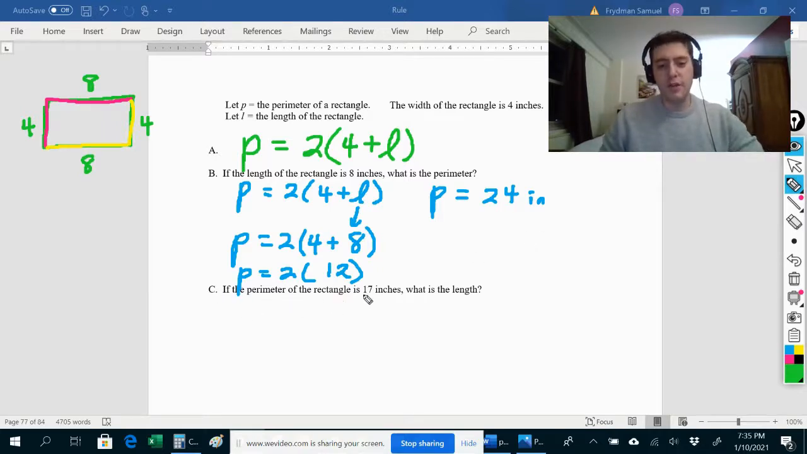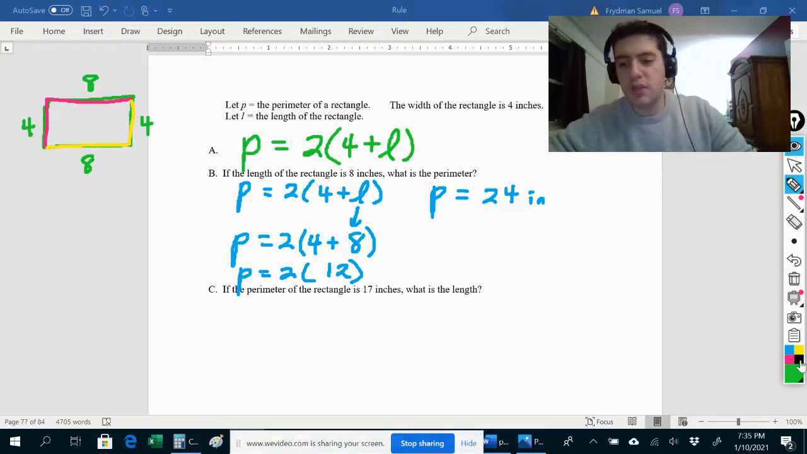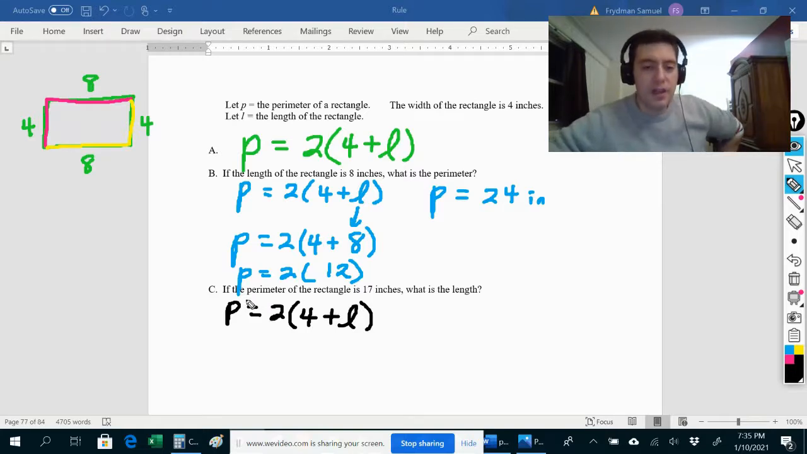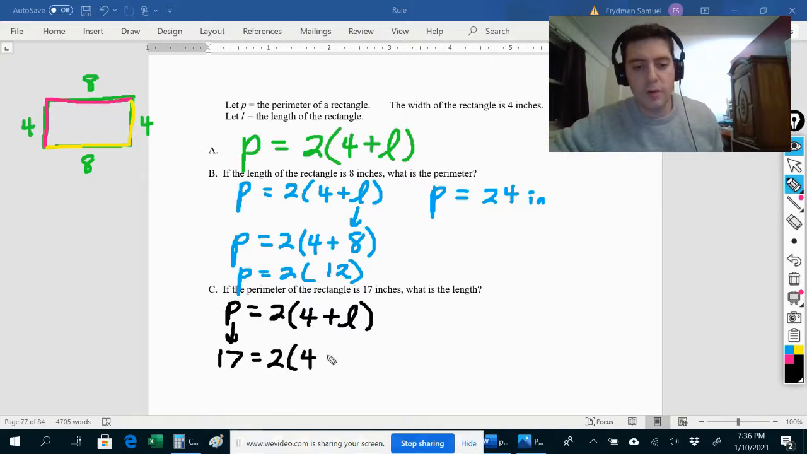If the perimeter of the rectangle is 17 inches, what is the length? So what we're going to do here is write the equation again. P equals the one that we wrote in part A over here. P equals 2 times (4 plus L). And this time we are being given the perimeter. The perimeter is 17 inches. So we're going to plug that in for P, not for L. So now the equation becomes 17 equals 2 times (4 plus L).